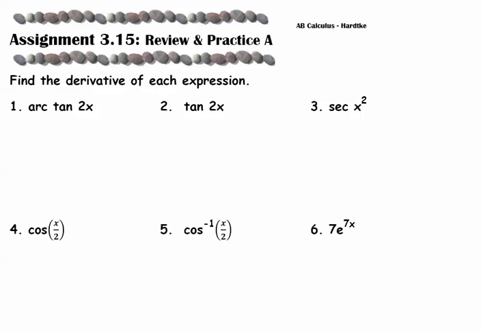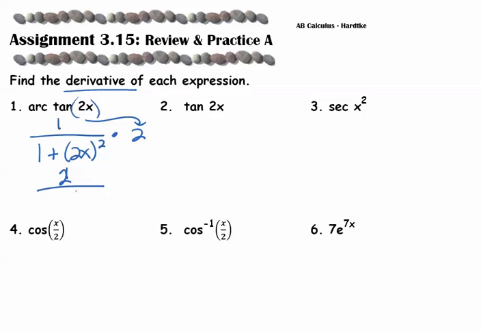As we do these review assignments, it's really important that you check to make sure that you know all of your formulas so you're not wasting your quiz or test time trying to reproduce formulas. So we're finding derivatives here. The derivative of arctangent is 1 over 1 plus our u squared. So we want to square this 2x times the chain rule on the 2x. So you could immediately write this as 2 over 1 plus 4x squared.